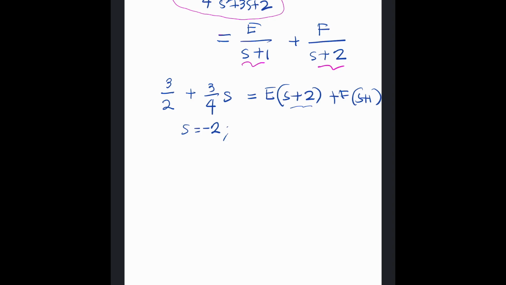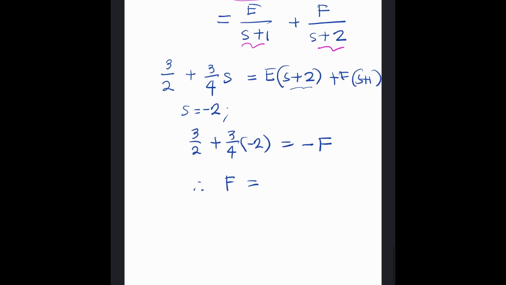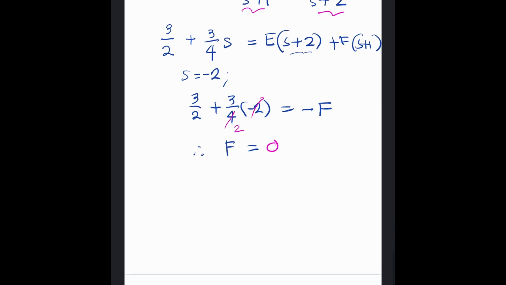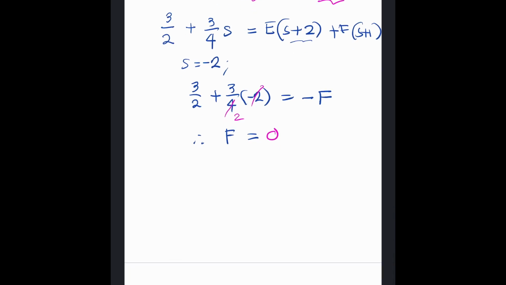So if s is negative 2, 3 halves plus 3 fourths times negative 2, 0 plus negative f. So therefore our f becomes, so what is 3 halves? So we have to cancel this out. This becomes 2. 3 halves minus 3 halves is 0. F is 0. So last 0? Sure?